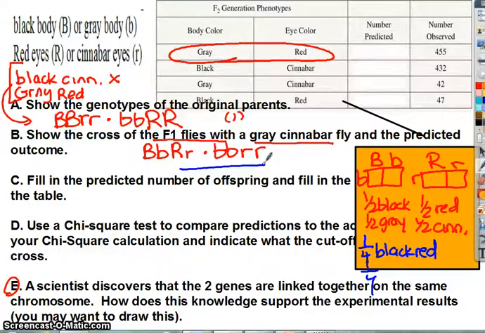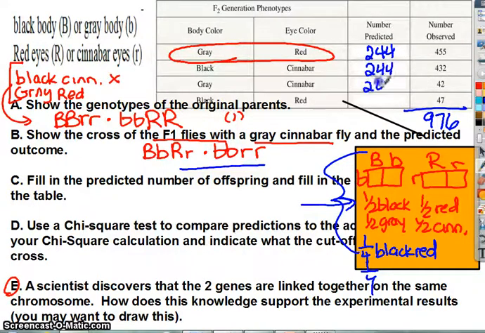C, I worded very, very poorly, but all I was really asking you to do was to take your information here and figure out exactly what to do to fill in the table. So they told you that the total number of flies was 976, which you could have gotten anyway if you added this up. So there were 976 flies. Based on our data, we're expecting there to be 1/4 of each. So you want to just divide 976 by 4, so your predicted number of flies would have been 244 of each type.